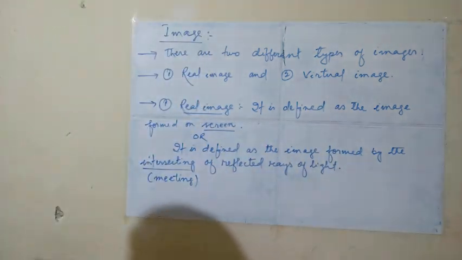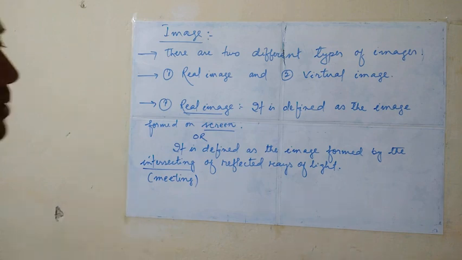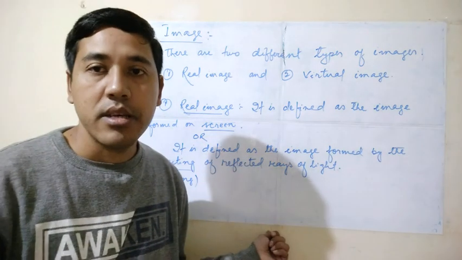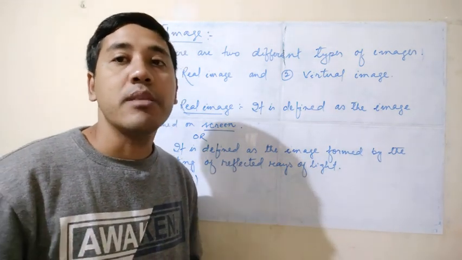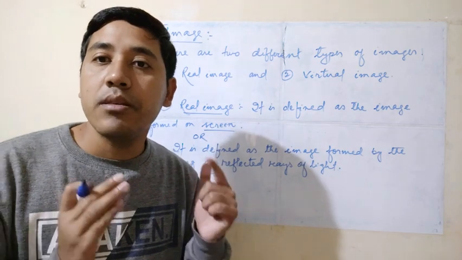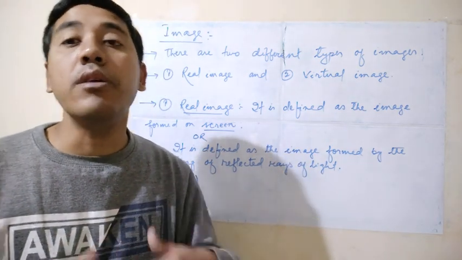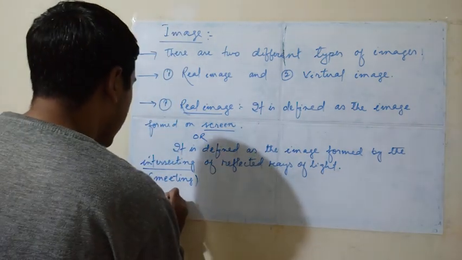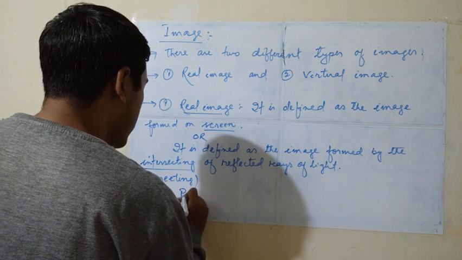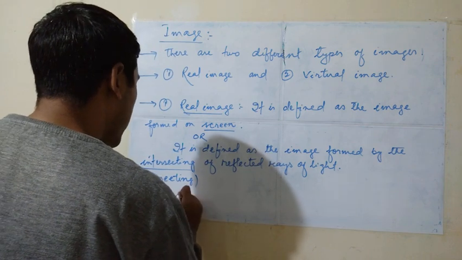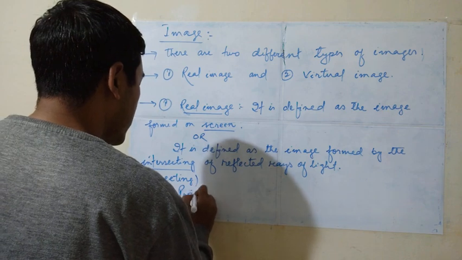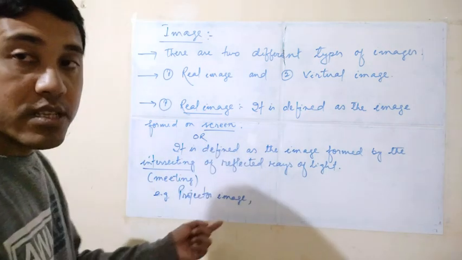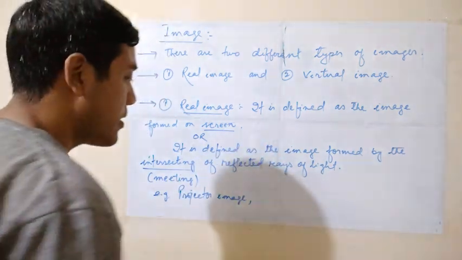Now these are examples of the real image. You can write, there are so many examples. You can write: the image formed on the screen, the image formed by the headlights of vehicles, or torchlight. These are all examples of the real image. Another example: projector image. The image formed by the projector we can see on the screen, right?